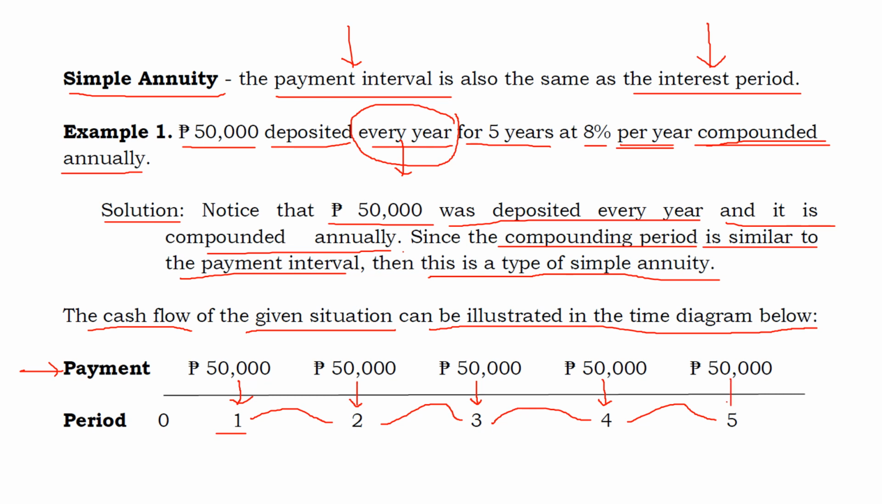And there's another 50,000 pesos here. So that's how we illustrate simple annuity. The payment interval is the same as the interest period. In each payment interval, between your first year and second year of payment, it is the same rate of interest that we can apply from your second year to third year, to fourth year, and fourth year to fifth year. So that's how we apply simple annuity with this example problem.